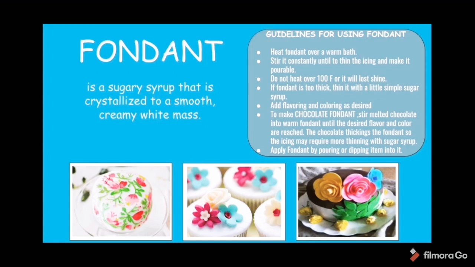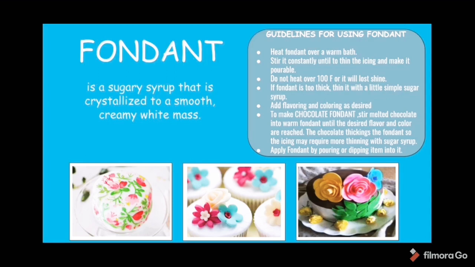Heat fondant over a warm bath. Then, stir it constantly to thin the icing and make it pourable. Next, do not heat over 100 degrees Fahrenheit or it will lose the shine. Then, if fondant is too thick, thin it with a little simple sugar syrup. And then, add flavoring and coloring as desired.